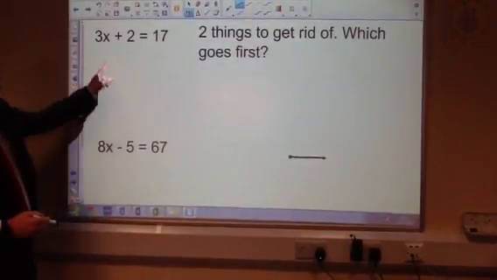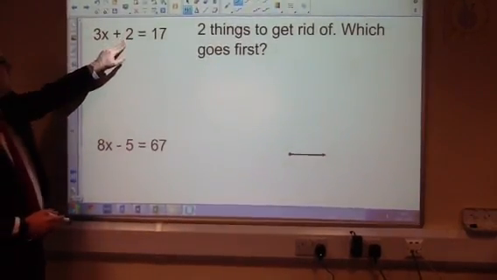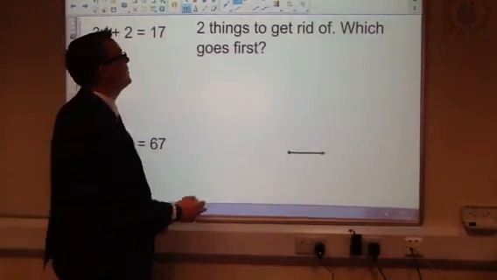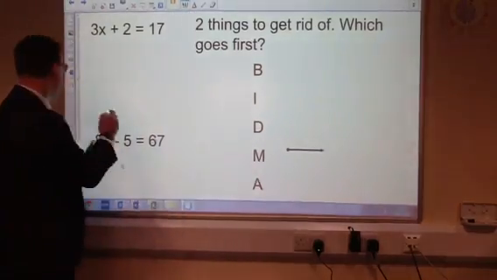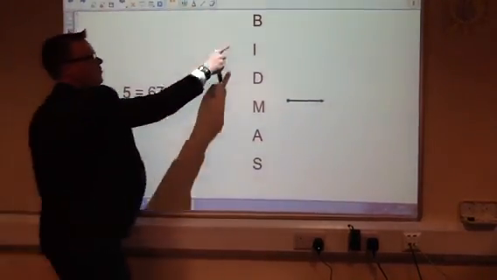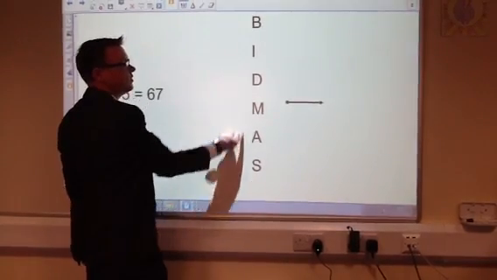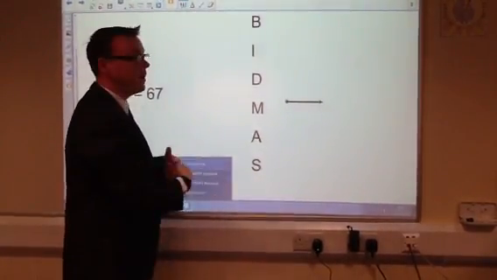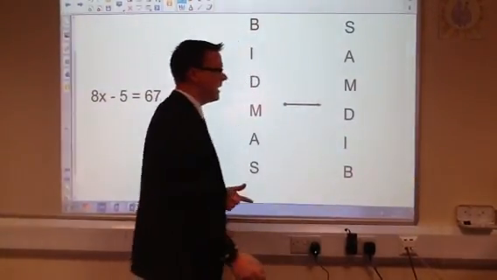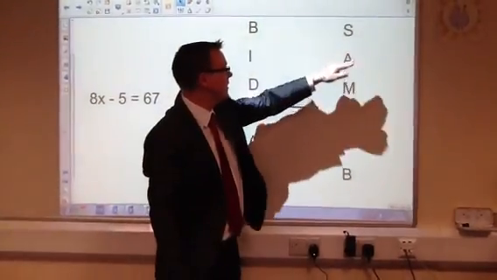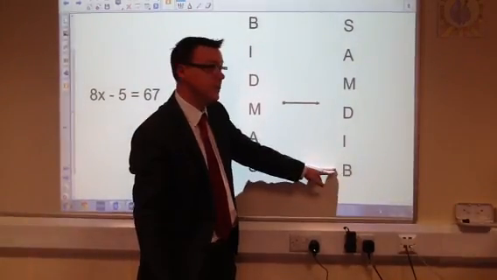Unfortunately, with the two-step equations, we've got 2 things to get rid of. So to get this x on its own, I've got to get rid of this 3 and this 2. And the question is, what goes first? Well, we've got the order of operations in maths of BIDMAS. Okay? Brackets, indices, division, multiplication, addition, subtraction. That's how we do sums. So of course, if we are solving equations and we're using the inverse, we'll use the inverse of BIDMAS, which is SAMDIB. So we'll get rid of the subtraction first, then the addition, then the multiplication, then the division, then the indices, then the brackets.